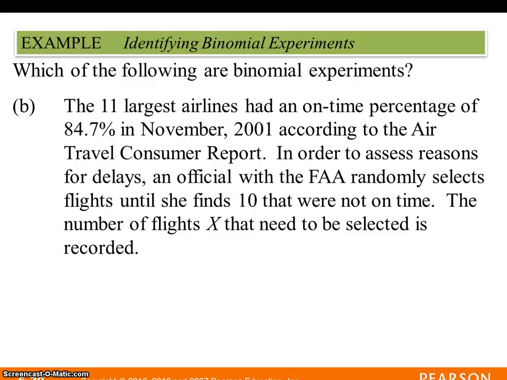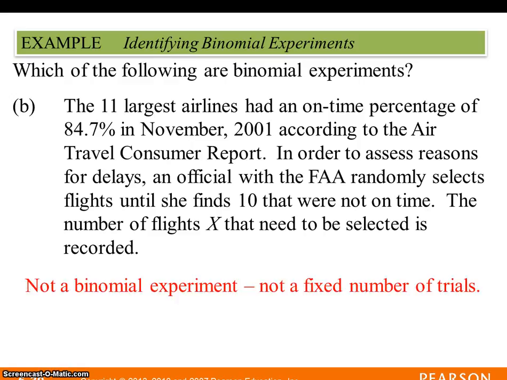Here's another example. Is this or is this not a binomial experiment? The 11 largest airlines had an on-time percentage of 84.7% in November, according to the Air Travel Consumer Report. That means that the planes were on time 84.7% of the time. In order to assess reasons for a delay, an official with the FAA randomly selects flights until she finds 10 that were not on time. The number X of flights that need to be selected is recorded. Is this a binomial experiment or not? No, because in this case, the person searches until she finds 10. So you don't have a fixed number of trials. You'd have to say, okay, I'm going to measure the first 100 aircraft, and that's it. You don't cull through the data until you find what you're looking for.